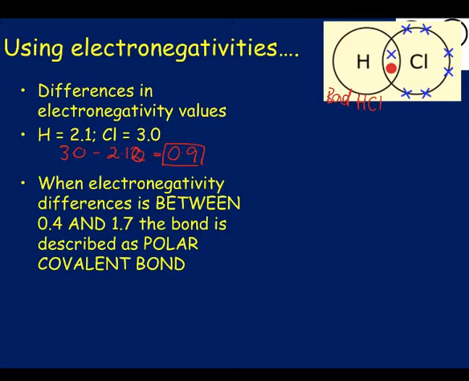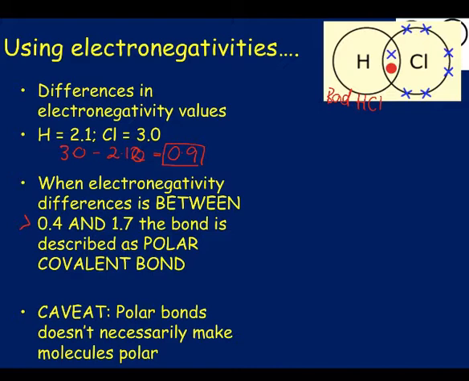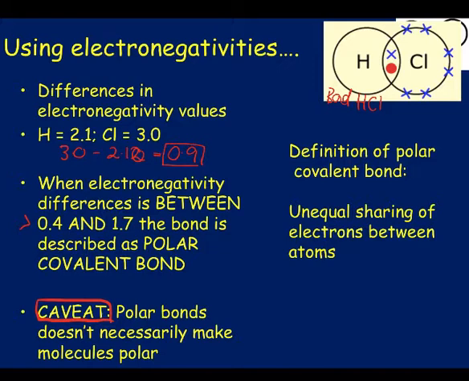So what's the rule for that? When the electronegativity difference is greater than 0.4 and up to 1.7, the bond is described as polar covalent. So it's putting a description on it. And I'm just putting in this caveat, and this is where heads will hurt at a later date: having polar bonds doesn't necessarily make molecules polar, but we'll talk about that in a while.